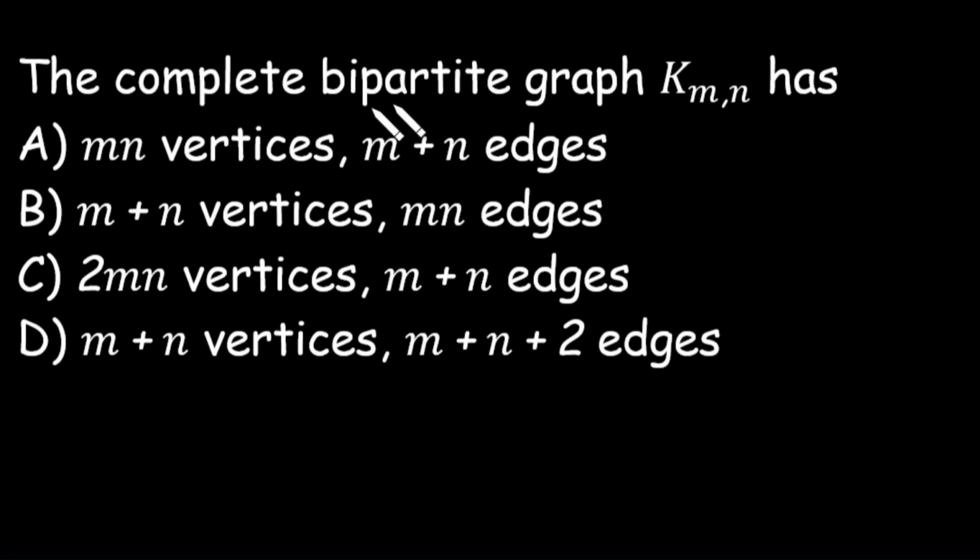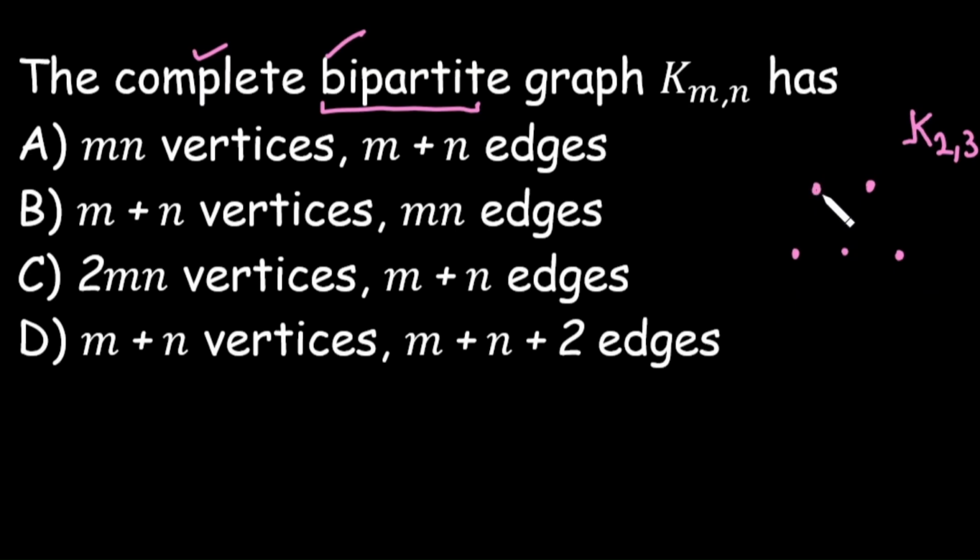Next is: the complete bipartite graph K m,n has how many vertices and edges? Bipartite means there is a partition into 2. What type of partition are we taking? Basically we are taking the partition of vertices. After that we need to make it a complete graph. Suppose we have K2,3. It means 2 vertices in one set and 3 vertices in another set. Now we need to make it complete.